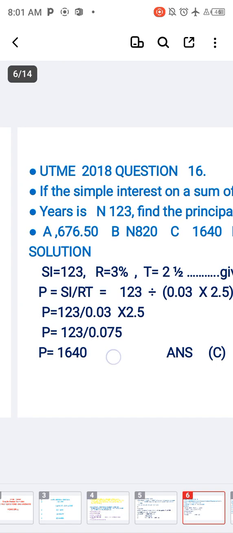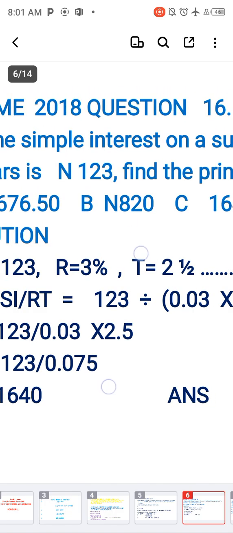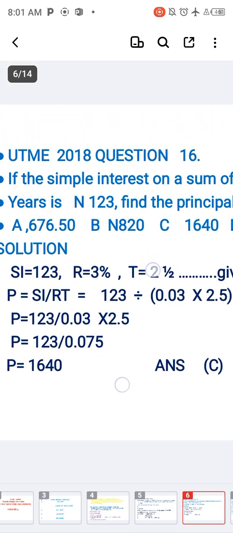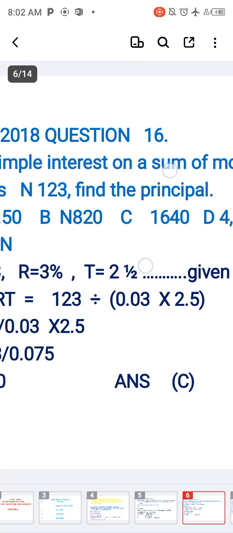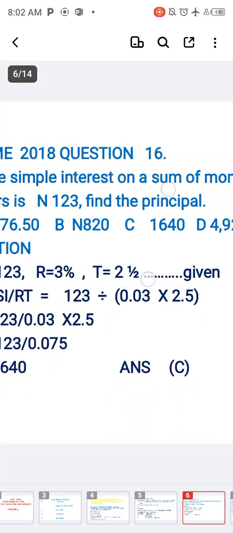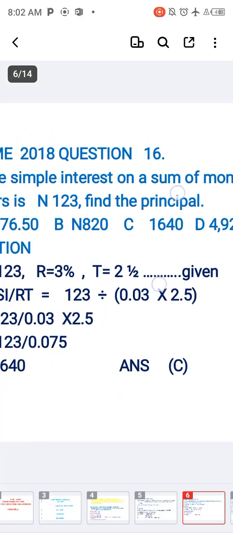0.07 is the result of multiplying the rate and the time, which is 0.03 times 2.5, and eventually we get P equals 1640, and the right option there is option C. Now we proceed to the next question.